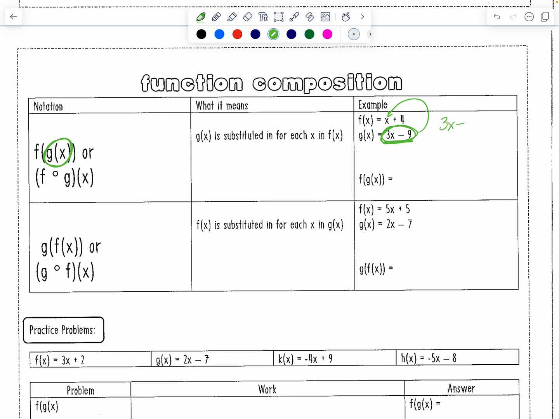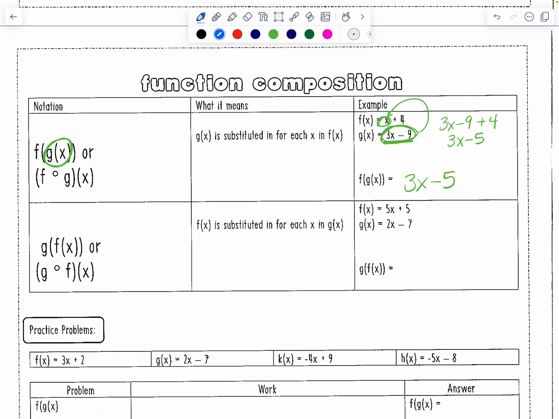I take 3x minus 9, that's replacing this x right here, and then plus 4. So then I combine like terms, and I get 3x minus 5. All right, that looks a little confusing, so let's do some more.